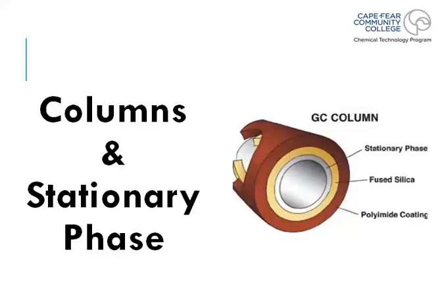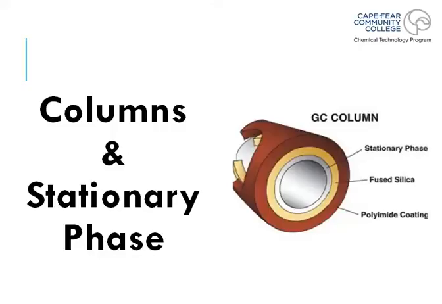Okay, we're moving on up. And now the next piece that we need to talk about with the GC is what comes next. Well, that's my columns inside of the machine. And the columns inside of the machine is really the magic. That's where all the separation takes place.